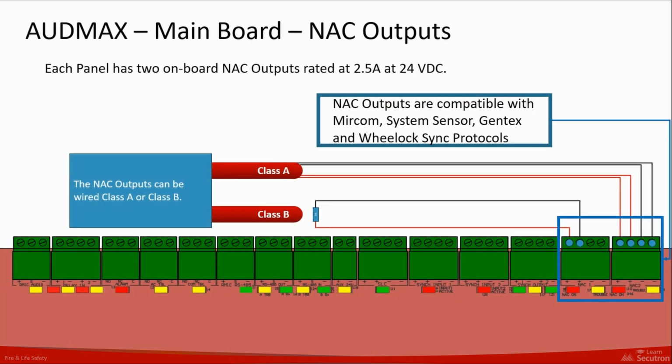The master panel includes two onboard notification appliance circuit outputs. Each circuit is rated for 2.5 amps at 24 volts DC and supports both Class A and Class B wiring configurations. The NAC outputs are compatible with common synchronization protocols, including MGC, System Sensor, Gentex, and WeLock, ensuring seamless integration with various notification appliances. These outputs provide reliable activation of synchronized strobe circuits, making them a valuable component of the emergency communication system.